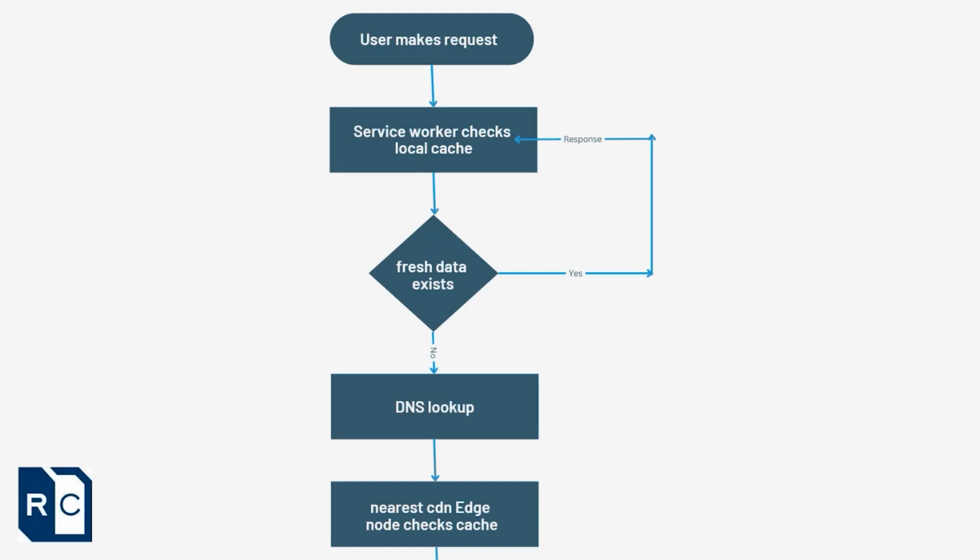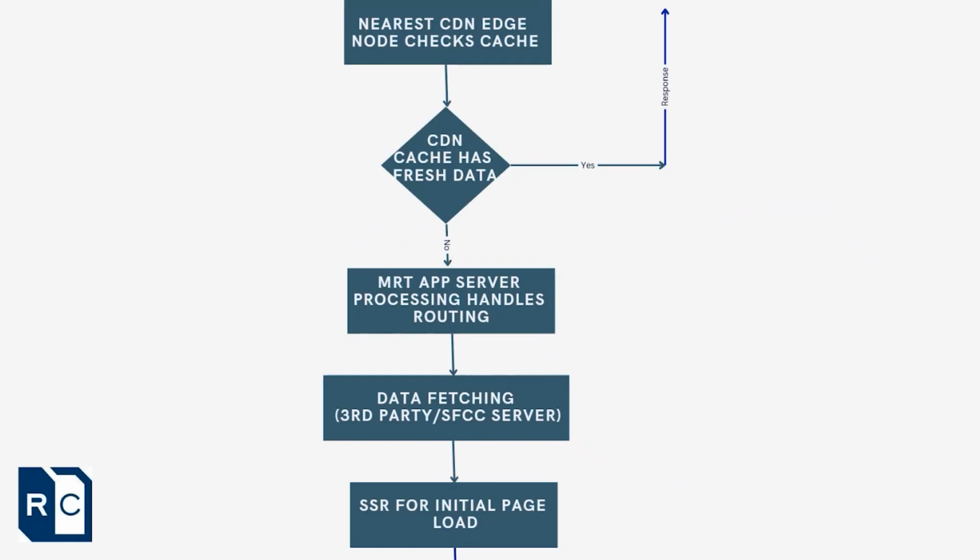Given that the fresh data does not exist, given that this data has gone stale, the request then continues and goes over, and a DNS lookup is conducted, which hits the nearest CDN Edge Node, which is something that comes with MRT, and checks if there is a fresh cache available there. Another difference here between SFRA, Site Genesis, and Composable is that SFRA and Site Genesis used to have an origin SFCC caching strategy. And over here we have Edge Node caching, CDN Edge Node.